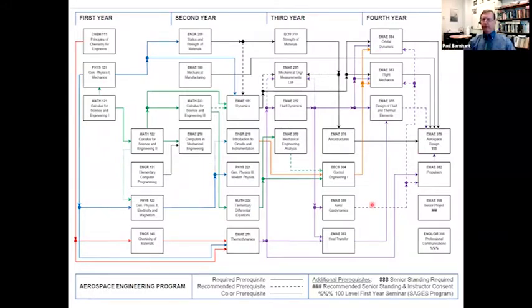Now, for these courses in this major, there is only 1 technical elective available and 1 open elective. So it's kind of hard to tailor the aerospace major in any particular way because there are only relatively few courses you can use as electives.